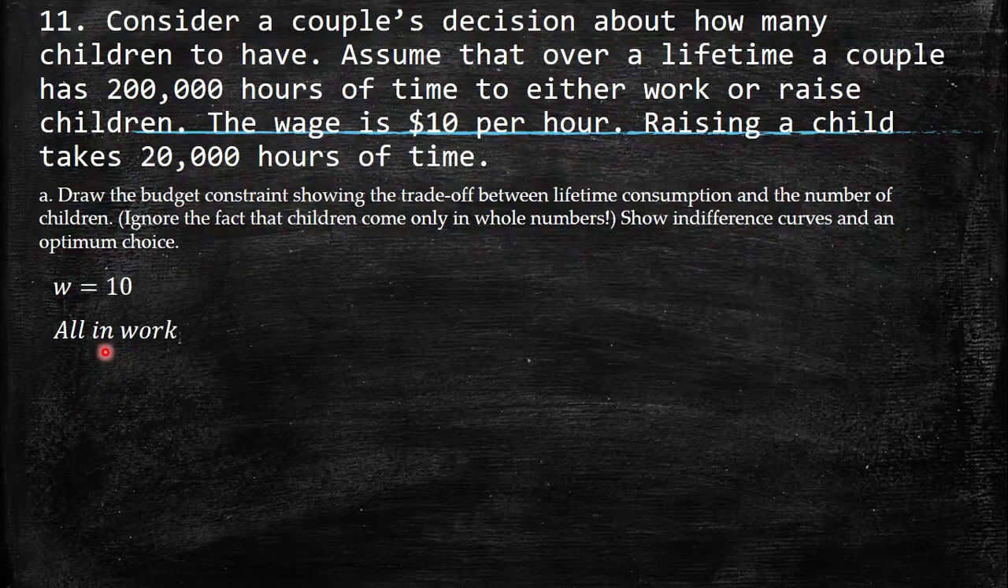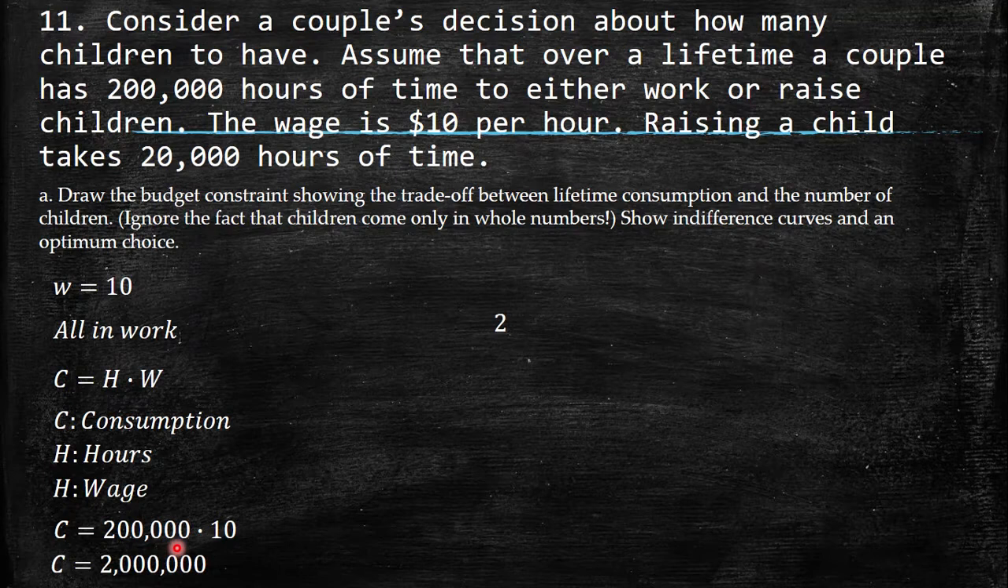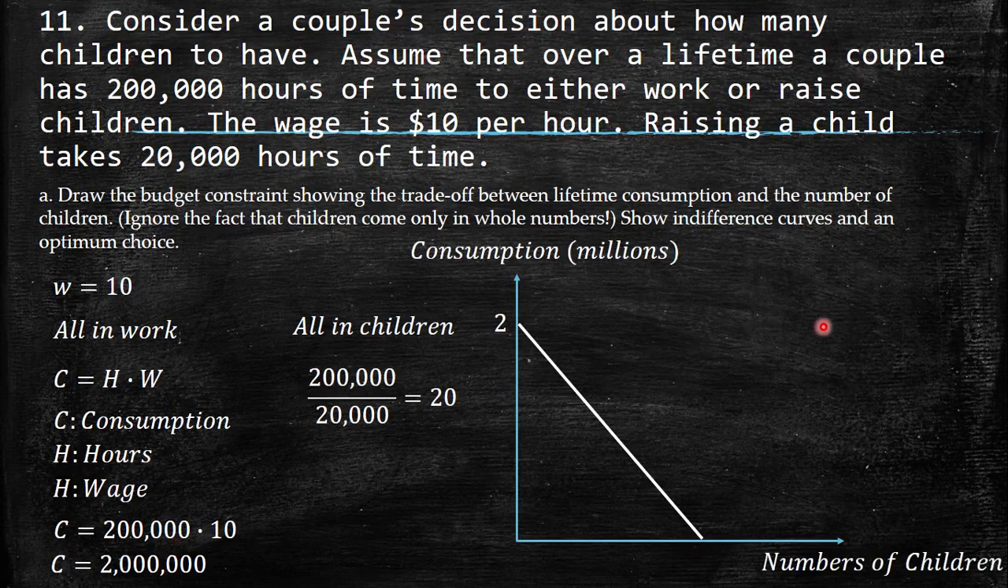So the wage is equal to 10, and imagine that you devote all time to work. Then all consumption at that time should be equal to the hours times the wage. You have 200,000 hours available, and the wage is equal to 10. So naturally you can consume 2 million, right? So this should be consumption in millions, 2 million, if you devote everything to working.